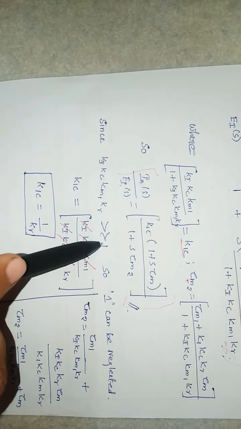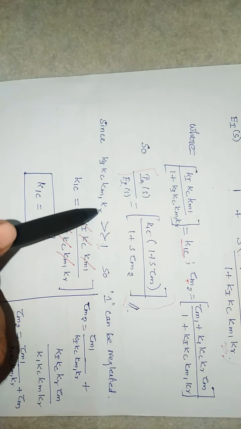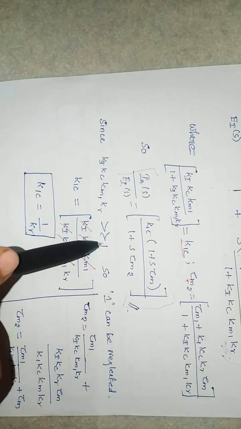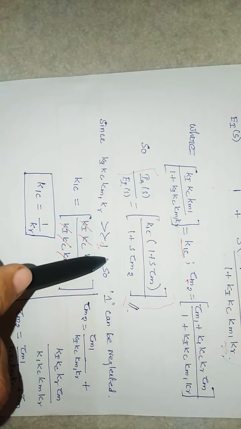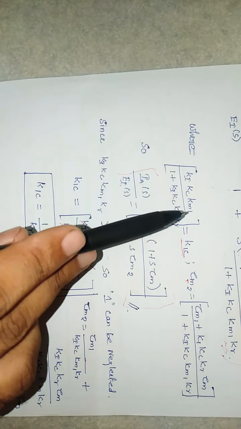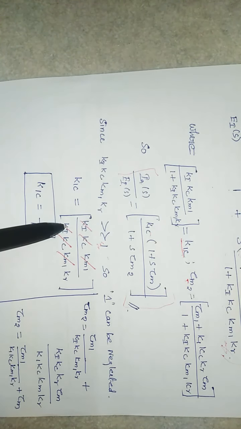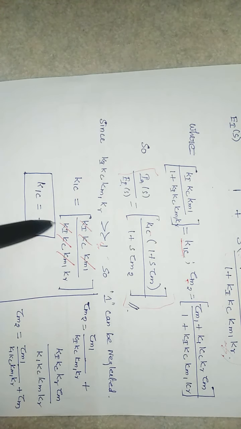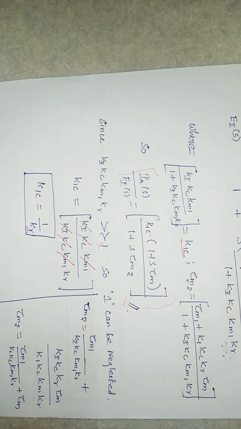When we are comparing with the value of 1, the entire value is much higher, so we are just neglecting this one. If you neglect this one, this Kic will be Ki Kc Km1 divided by the remaining terms, like this. So the Kic is nothing but 1 divided by Kr. The gain of a particular controller will be inversely proportional to the reference value gain.